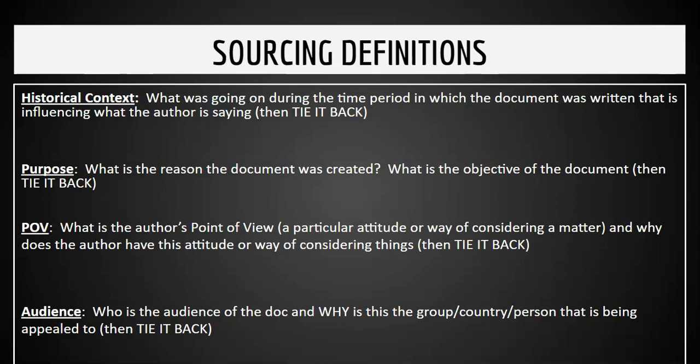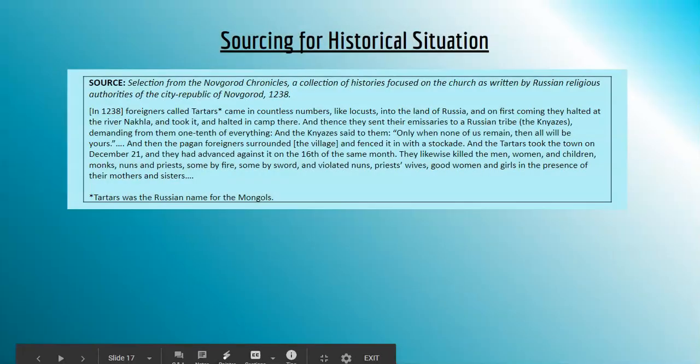So let's look at some examples. We're going to use the same document we've used in the past. Again, the document where the Mongols go into Russia and they kill and slaughter and rape a lot of people, and it's horrible. We know that this document was written by religious Russian authorities around 1238. So if we're sourcing for historical situation, what we have to do is explain what's going on during the time period, okay, that helps explain what we read in the document.